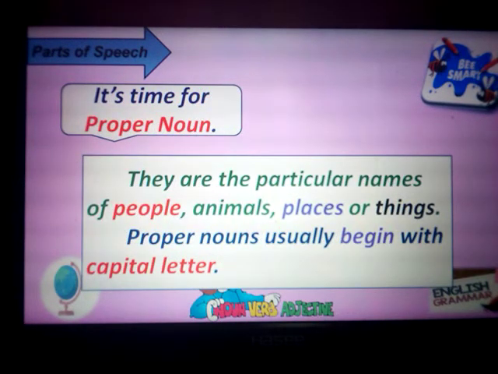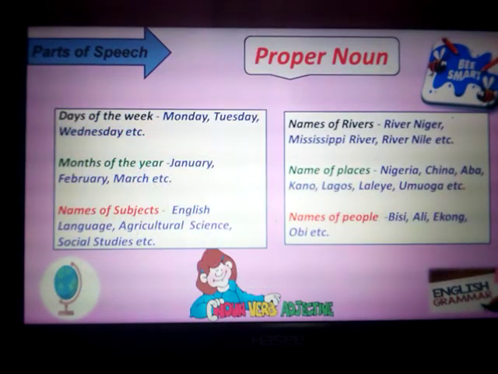Now, proper nouns. They are the particular names of people, animals, places, or things. Or we can say specific names of people, animals, places, or things. And proper nouns usually begin with a capital letter. Each of them has to start with a capital letter.